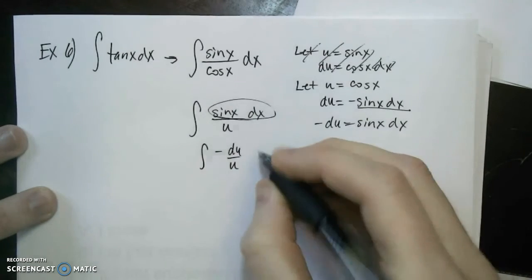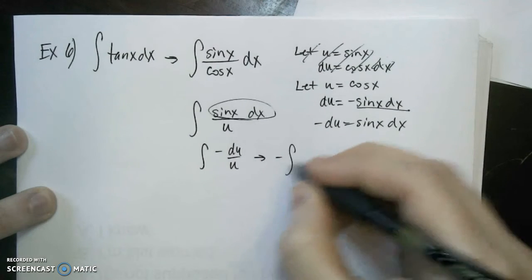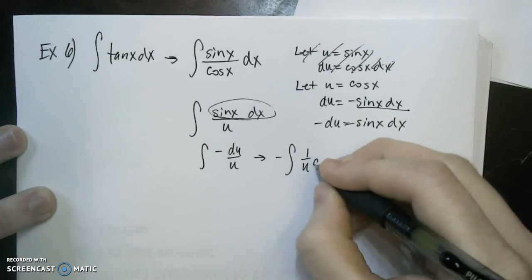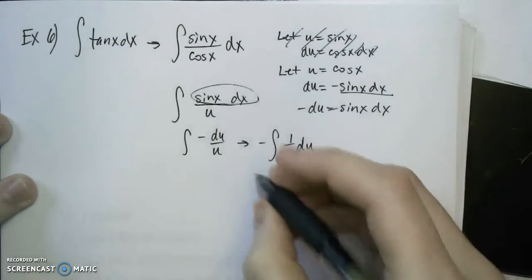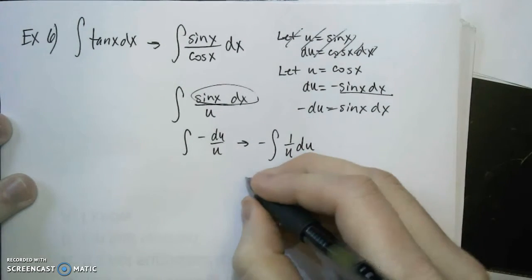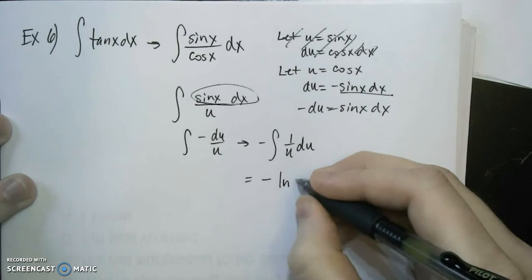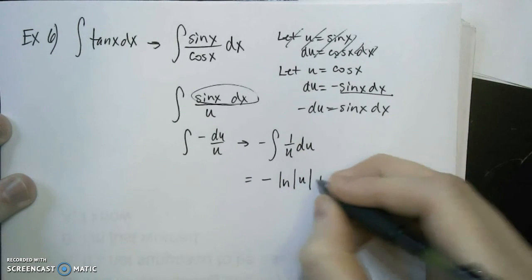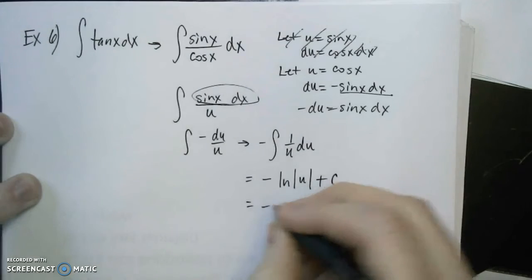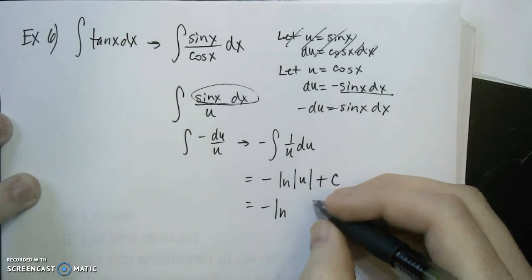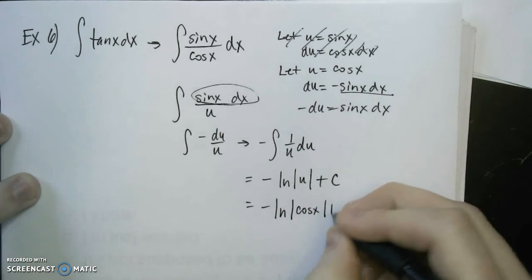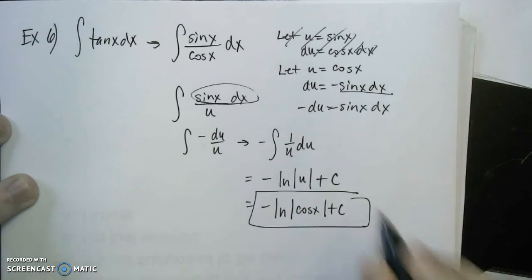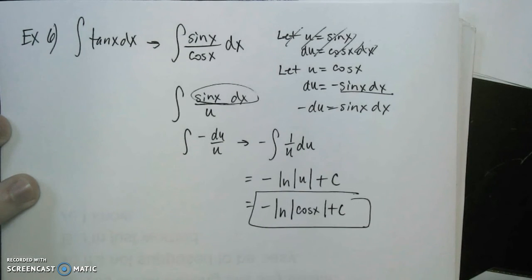And let's move that negative in front and look at this as 1 over u du. And so if we do the antiderivative of that, we end up getting negative natural log of absolute value u plus c. And then we plug in our u, which is cosine x. And so that would be your antiderivative.